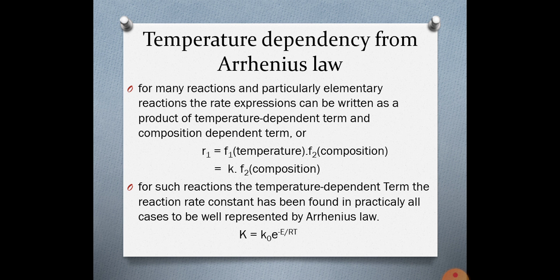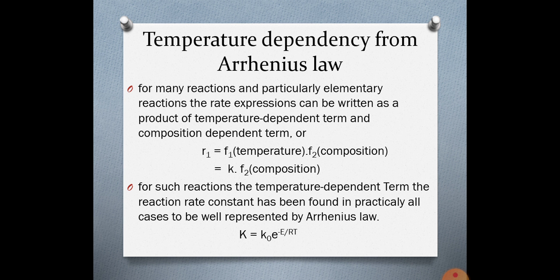So what are the factors involved in this equation? k naught is the frequency factor or pre-exponential factor, while E is the activation energy. We can also write it as Ea, or simply E. Both are the same. R is the general gas constant, while T is the temperature.